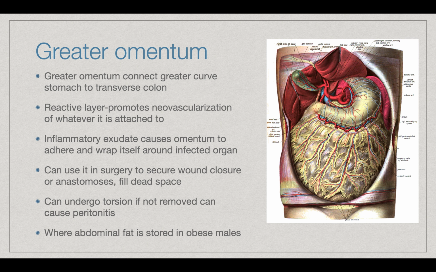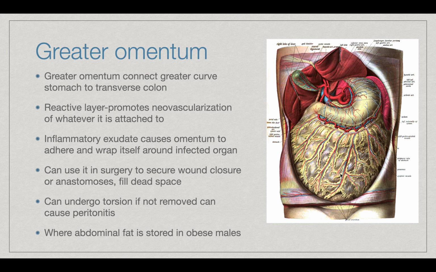So if the transverse colon, let's say you have a nick on it and it's starting to get, for lack of a better word, abscessy, the omentum will wrap around that area and kind of seal it off, and in the meantime promote new vessels to bring more white blood cells to the site of infection. So it's also used in surgery to secure the wound closures or anastomosis or fill dead space. So any kind of surgical removal of parts of the colon, it can be used to kind of patch that hole up.